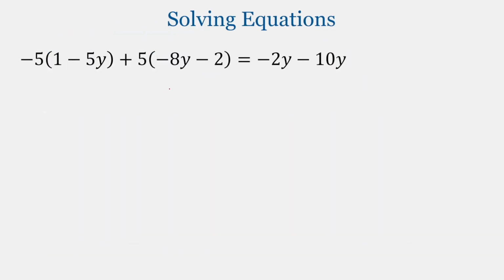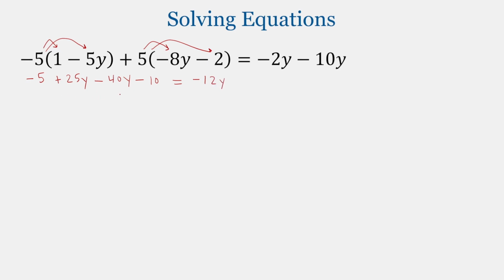So let's try another. To solve this problem, let's start by simplifying down each side of the equation. Again, we'll use the distributive property, multiply this -5. So we end up with -5 plus 25y. Now we're going to distribute this 5 to this second quantity, resulting in a -40y minus 10. And that's equal to, and then on the right side, we can combine like terms. This is -12y.